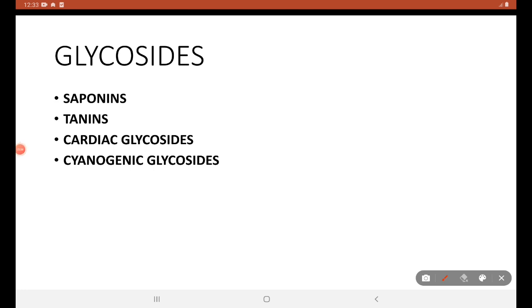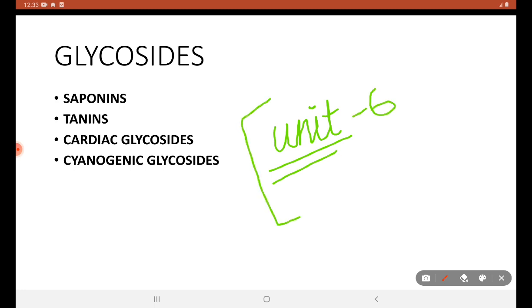In this video, we are going to see about the next secondary metabolite, that is glycosides. It belongs to the secondary metabolite category in Plant Physiology Unit 6 of the CSIR NET Life Science portion.